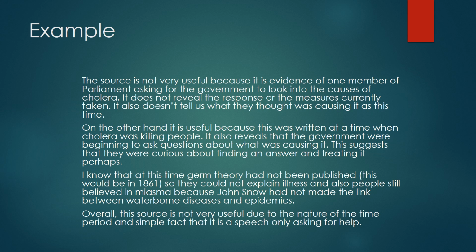This first one starts off by showing the source is not very useful here because it is evidence of one member of Parliament asking for the government to look into the cause of cholera, and so on. I then explain a little bit further about why it's not very useful. I then show, on the other hand, it is useful, so I've balanced that source. I've gone on to say why it is useful.